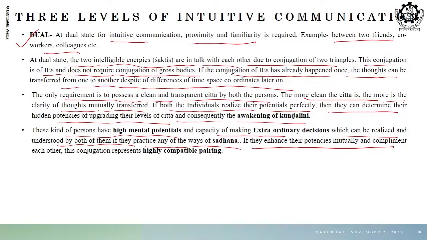If they enhance their potencies mutually and complement each other, this conjugation represents a highly compatible pairing. So automatically, just like your Bluetooth devices get connected to your systems, your intuitive power connects two people or more than two people. This is actually within us, and we have created it in systems outside us. So we understand it when we see the systems, and we don't understand it when we look at ourselves. This is the blunder we have created because of our imported education system.